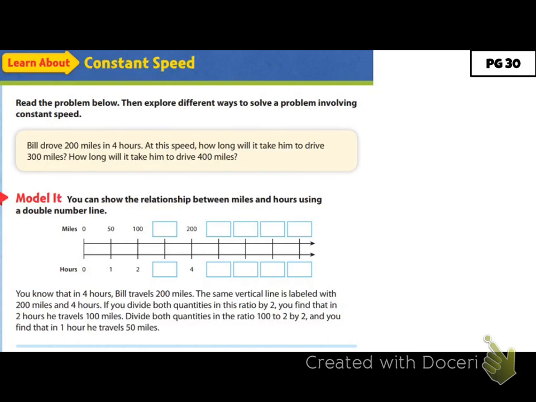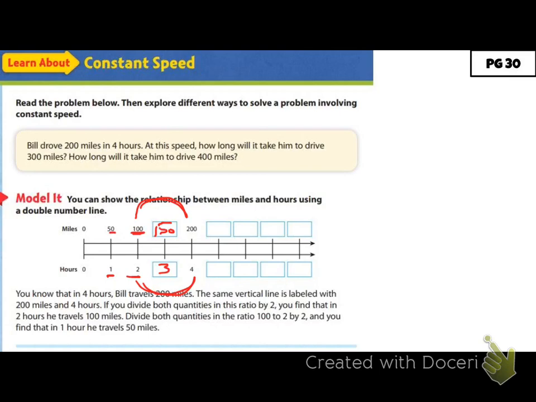So now as we look at the double number line, you can tell that the related rate is 50 to 1, which would be 50 miles in 1 hour. So that would mean that there are 100 miles that he can drive in 2 hours right here. So what is in between 2 and 4? Just the number between 2 and 4. That would be 3, right? And then the number between 100 and 200 is 150.